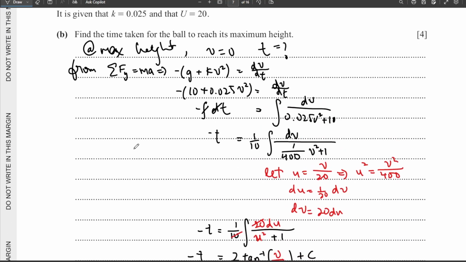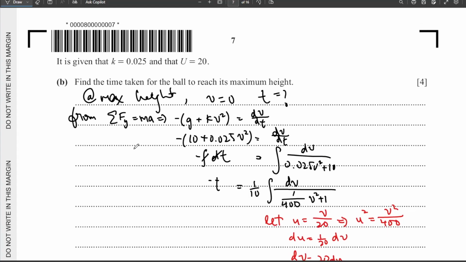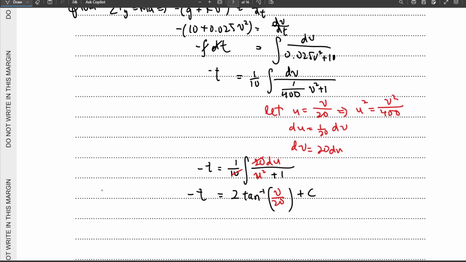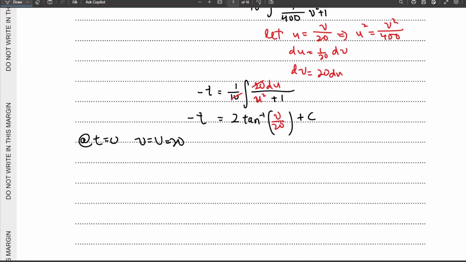Now what information do we have to use? We know that u is 20. This is the initial speed, meaning at t equals 0, v equals u, which is equal to 20. So 0, and then tangent inverse of 1. C will be pi over 2. Inverse tangent of 1 is pi over 4, multiplied by 2, that's pi over 2. Negative, because we move to the other side.